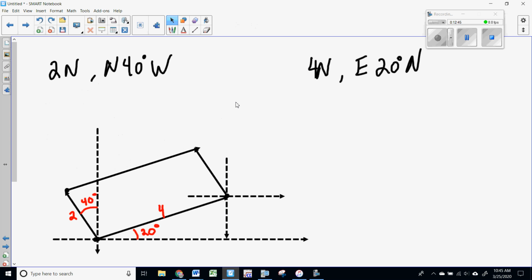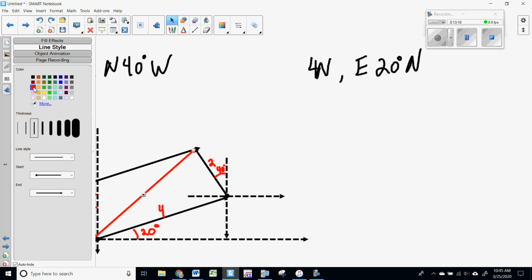Now, as we look at this, we have a few things we know. This is still 40. This is 2. And if we draw our resultant here across this parallelogram, from here to here, and let me change the color of that, let's make that red, and to there.